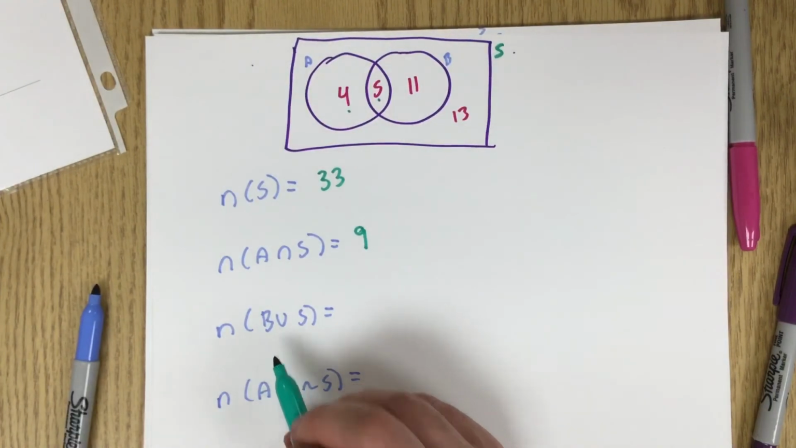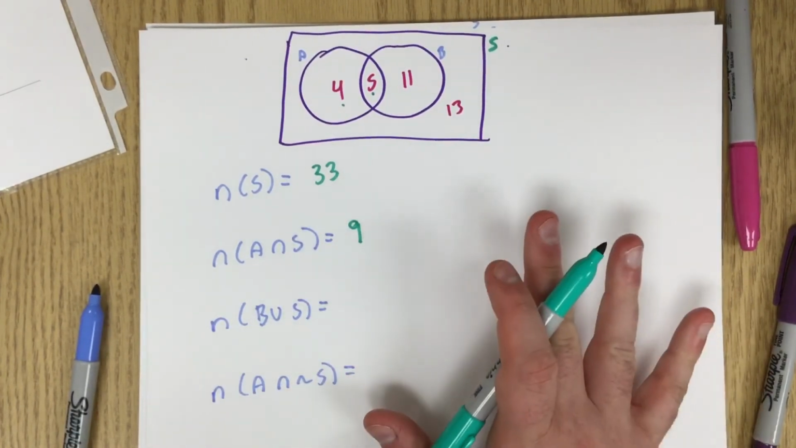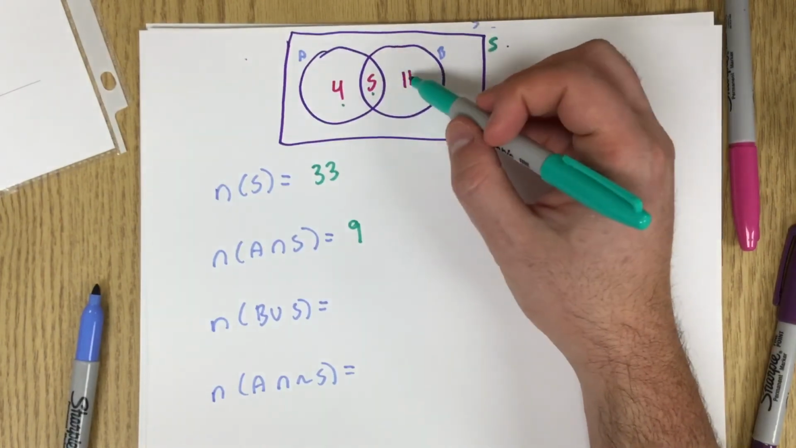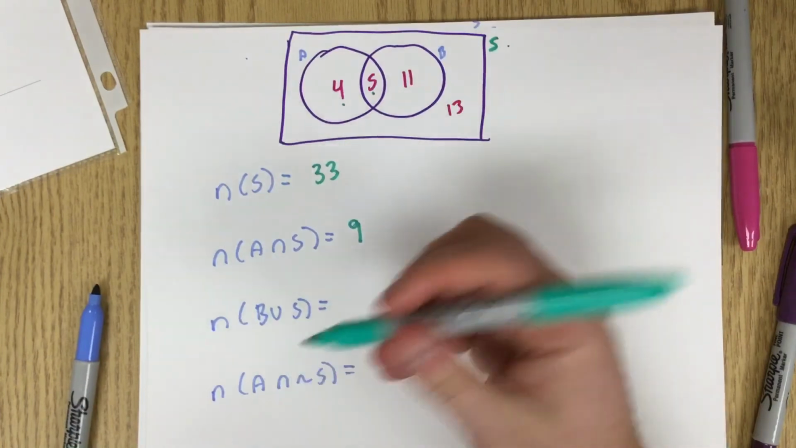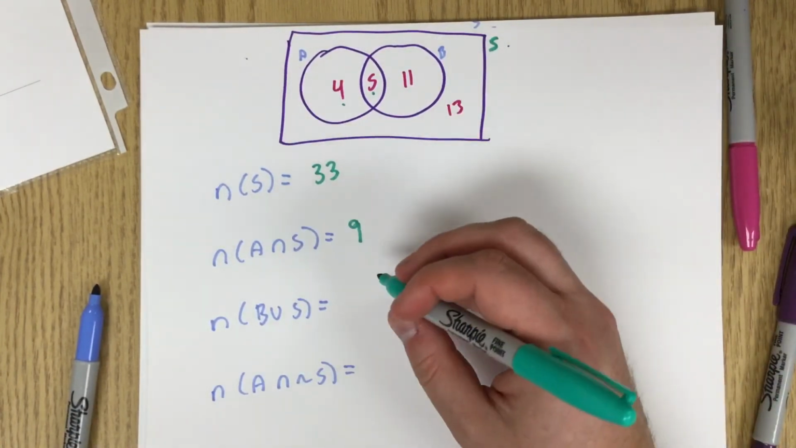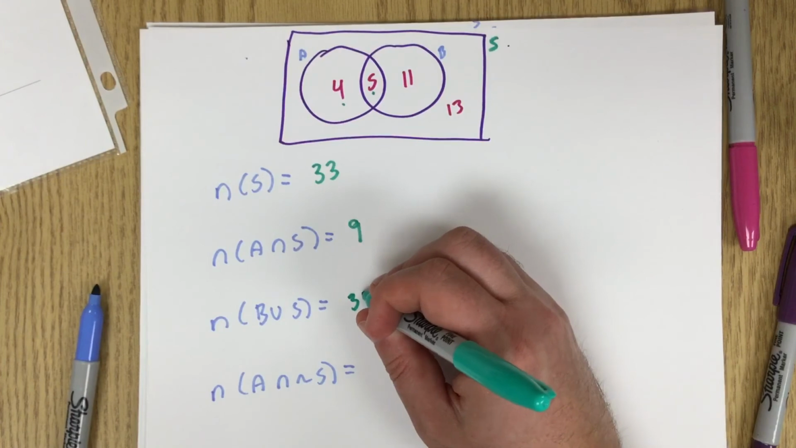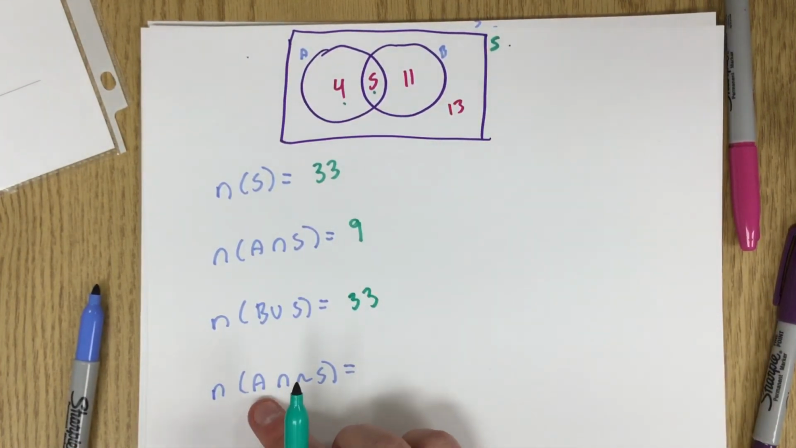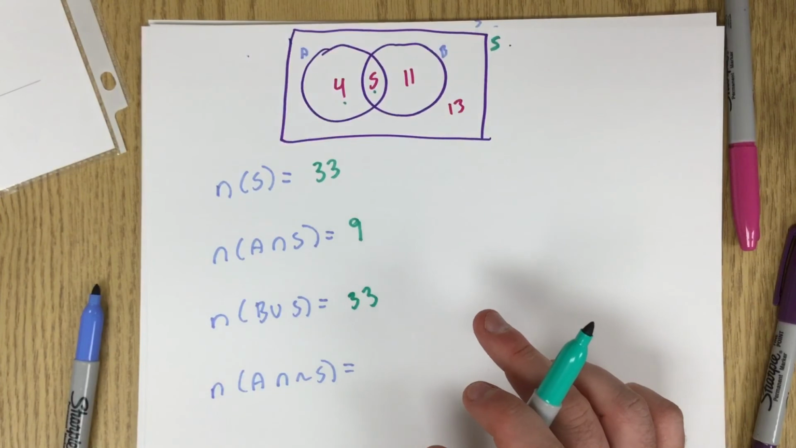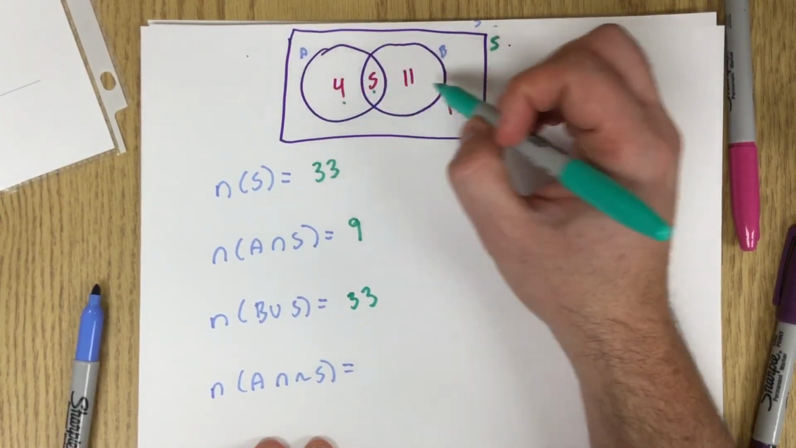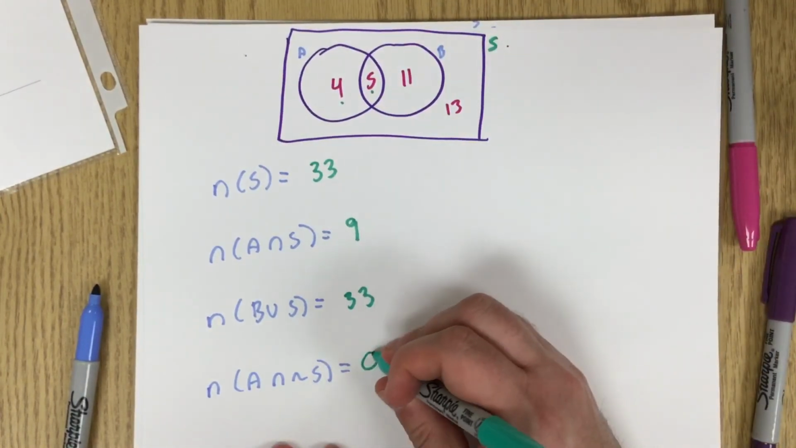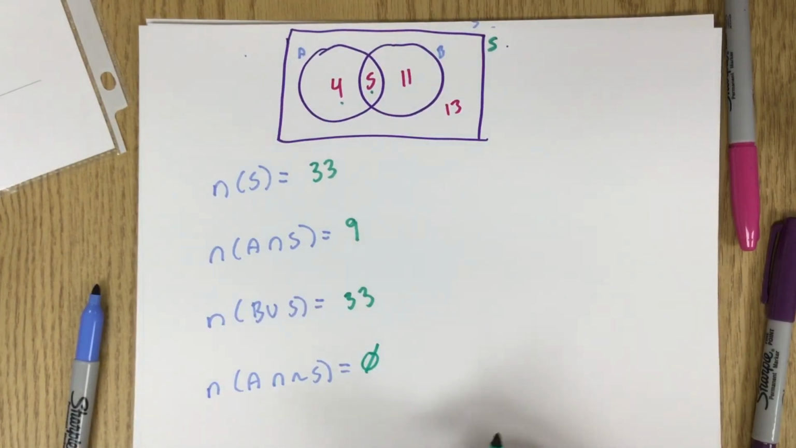Now here it's the number in B or in S, so it's got to be in at least one of them. While these may be in B, they're also in S, and this one's in S, and this one's in S, so they're all in at least one of the two, because S is everything. So B or S would be 33 again. Now here it has to be an A, and it must not be an S. Well, that's an S, so that doesn't work, that doesn't work. None of them work. So in fact, A and not S is 0. We'll continue some more examples in the next video.